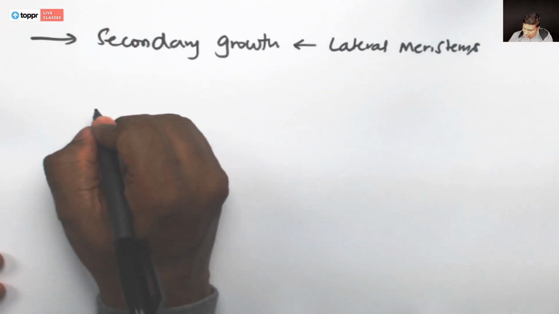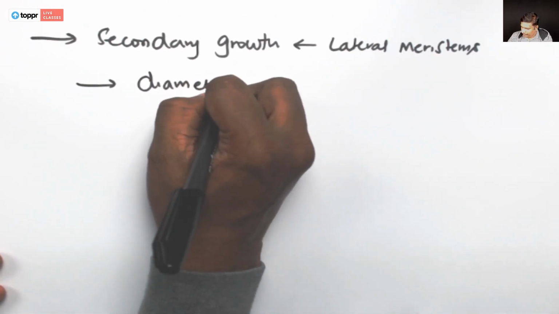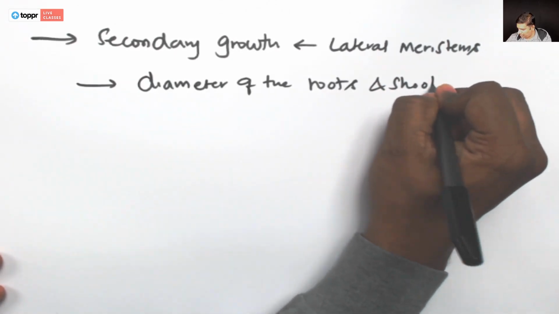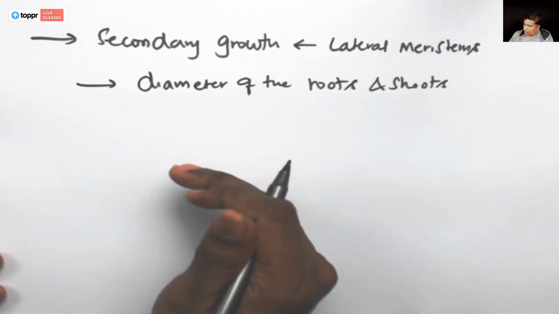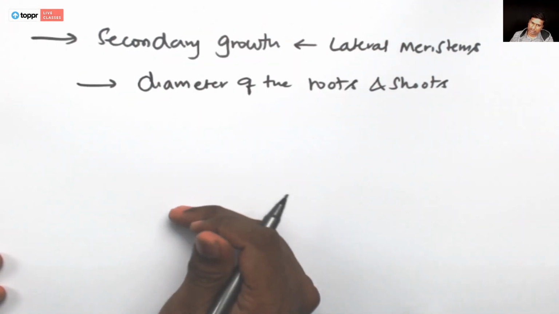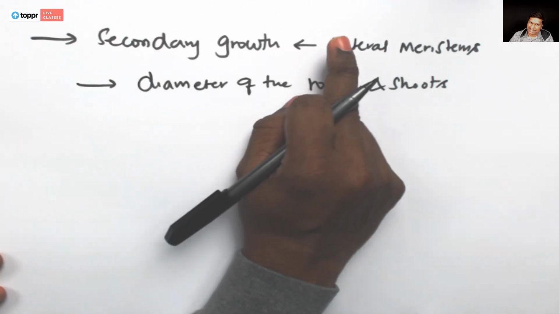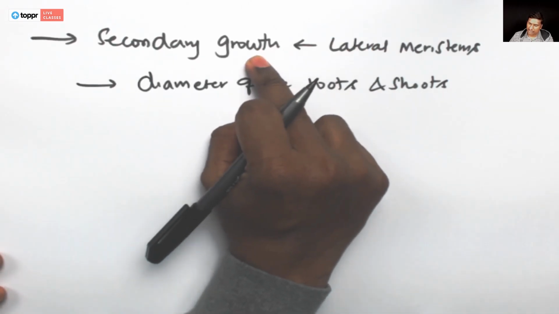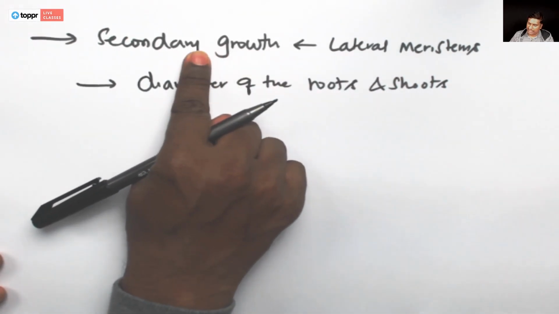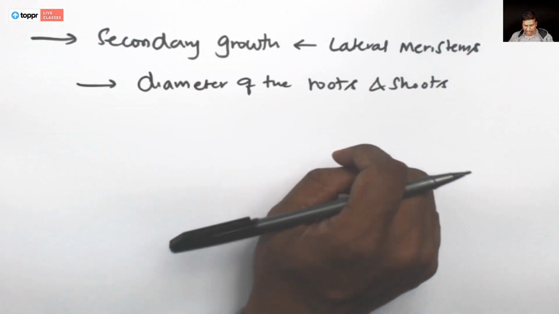Because of the secondary growth, you see an increase in the diameter of the roots and shoots. With the apical meristems, you see an increase in the length of the plant, be it the shoot or the roots. With the apical meristems, you are seeing the primary growth. With the lateral meristems, you are seeing the secondary growth. Primary growth is responsible for the height of the plant, and lateral meristems are responsible for secondary growth, which is the reason why you see the increase in the diameter of roots and shoots.